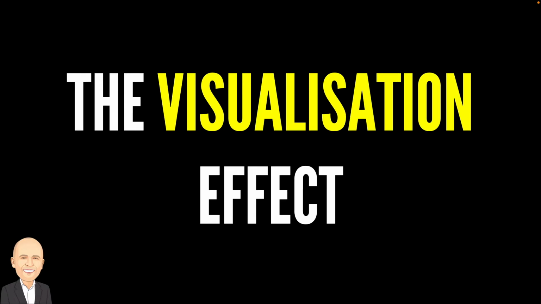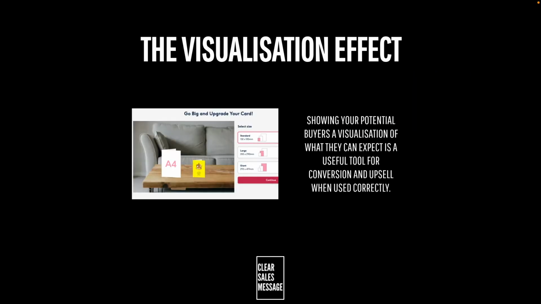In this video, we're looking at the visualization effect. So what is it? Well, sometimes your buyers just need to see what they're getting. By providing a visual representation of what you can expect, what your buyers can expect, can be a real make or break for some buyers. Some buyers really need to get a feel for the size of your offering, what it will look like, the aesthetic, etc. And that's only really possible through a visual representation.